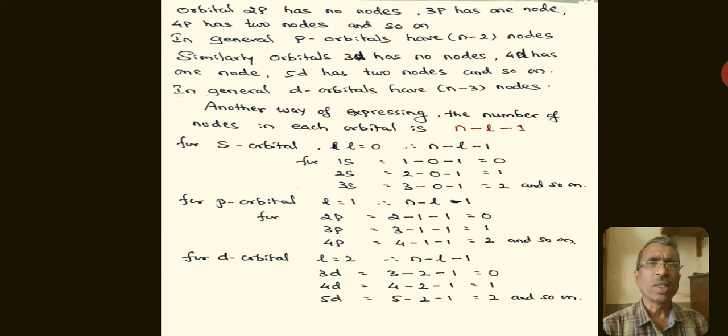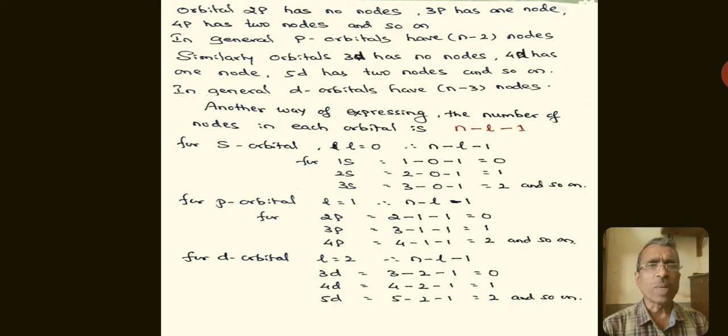Similarly, the 3d orbital has no node, 4d orbital has one node, 5d orbital has two nodes and so on. In general, d orbitals have n-3 nodes.